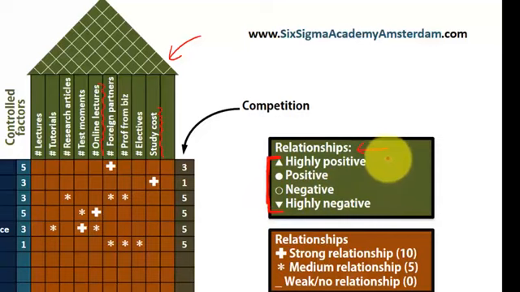Okay, what does positive mean? Positive means that when one factor goes up, the other one is also likely to go up. Negative means that when one factor goes up, the other one is likely to go down. If the relationship is not really there, if it's weak, then we don't use any symbol at all. So we only use a symbol if it's profound positive or highly positive or profound negative or highly negative, and otherwise we don't use a symbol at all.